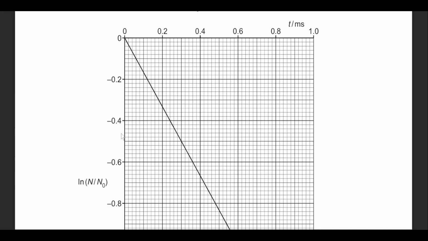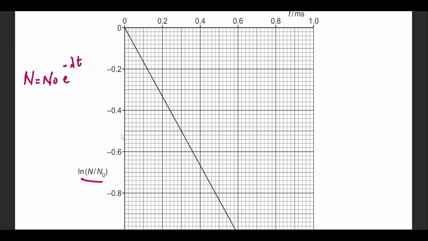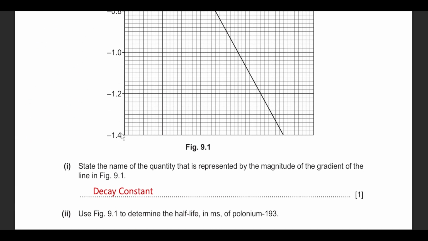You see, it comes from the idea that N is equal to N naught e raised to the power minus lambda t. Okay, and we have looked at this equation before. If you notice, this is ln N by N naught. So let's bring this over here. So this becomes N over N naught equals e raised to the power minus lambda t. So we'll use this result later on.